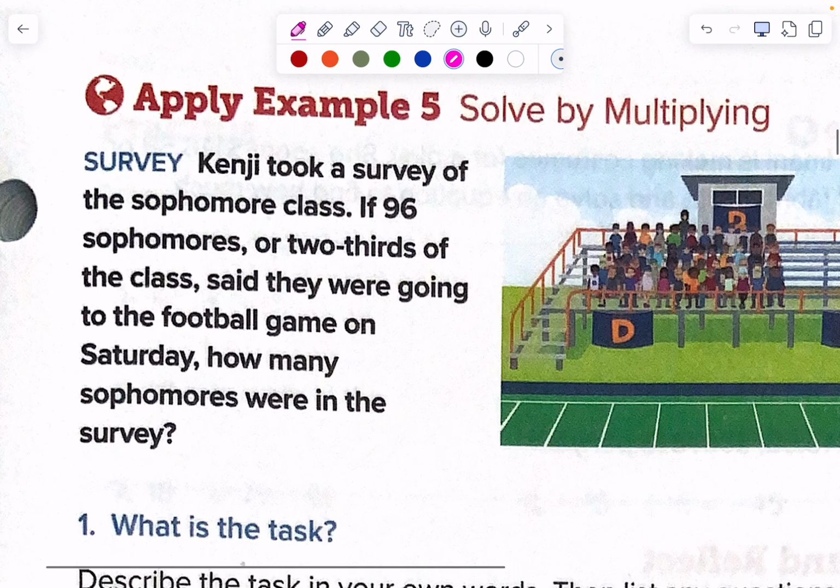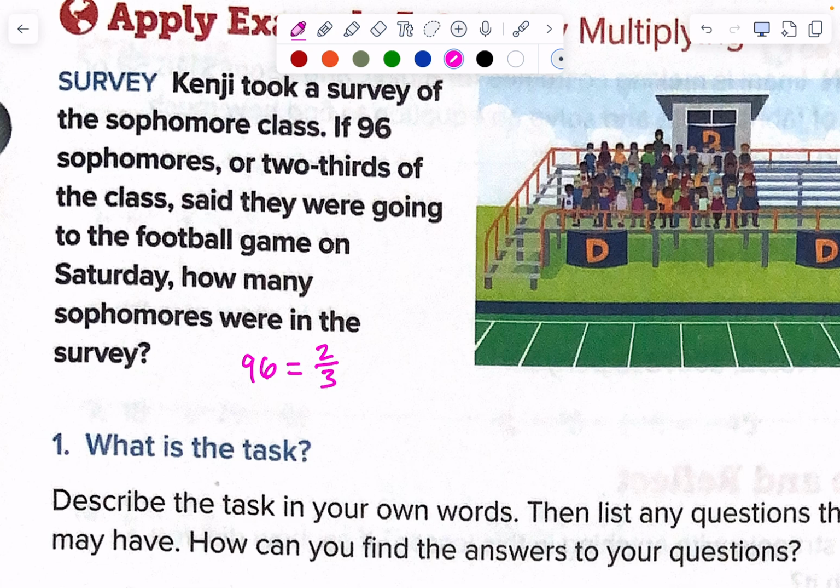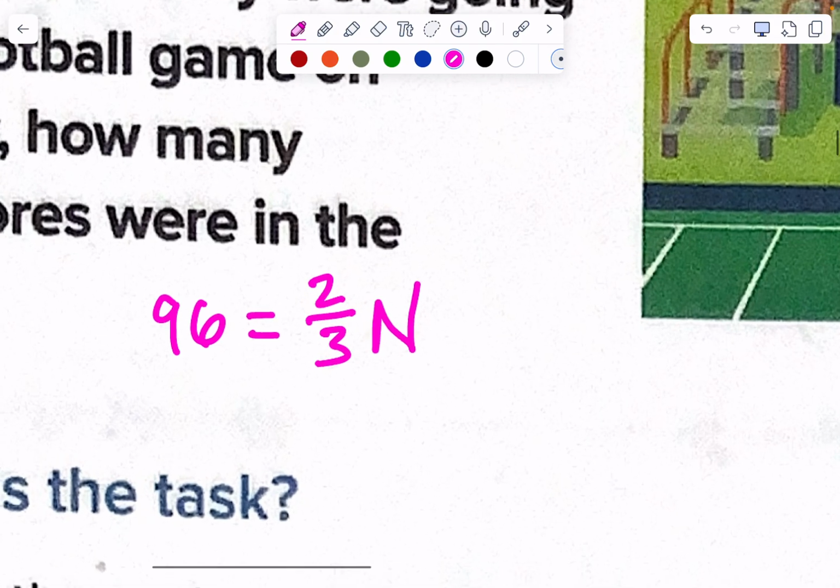If 96 sophomores, or 2/3 of the class, said they were going to the football game on Saturday, how many sophomores were in the survey? Okay? So 96 is equal to 2/3 of the class. What does the word "of" mean? Of means multiply. Of the class means I'm going to say n. Times n. Of means multiply: 2/3 of, or times, the number of the class, right?